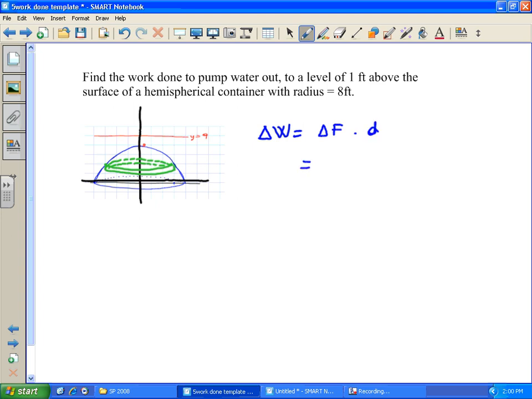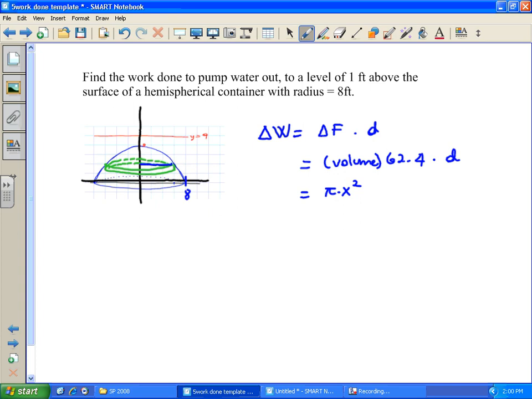The force to lift that slab equals the weight of the slab, and the weight is volume times density. Density 62.4. I'm going to worry about distance in just a little bit. How about the volume of the slab? Pi x squared times, the radius is x. Again, this is very important. It's not a constant of 8, right?